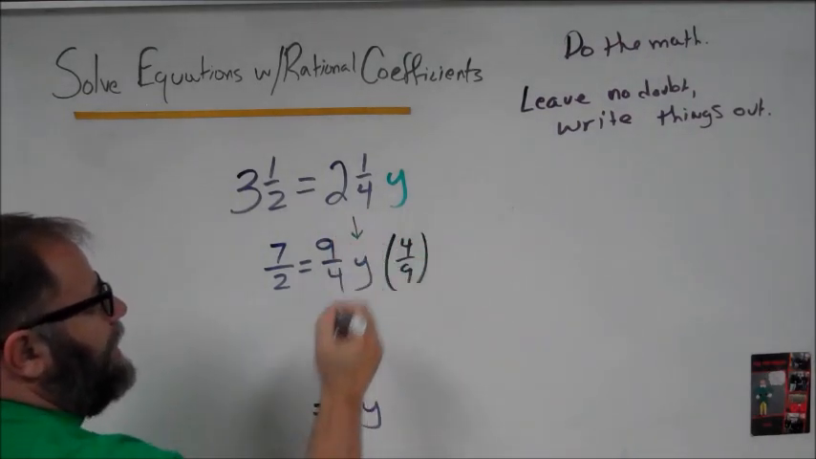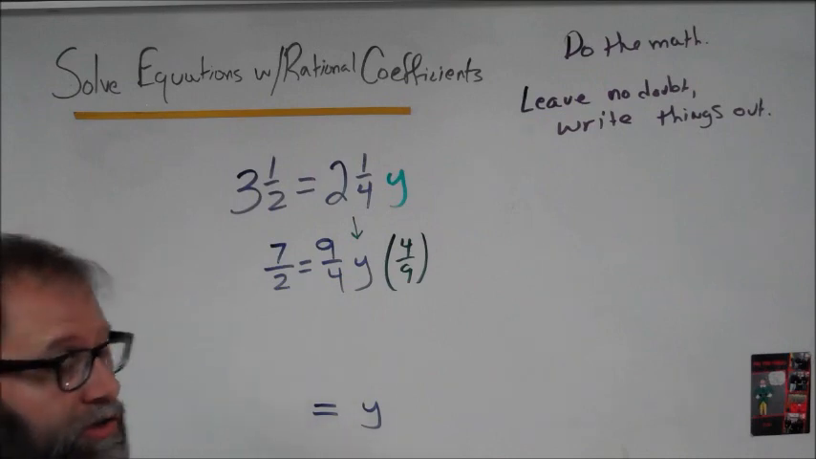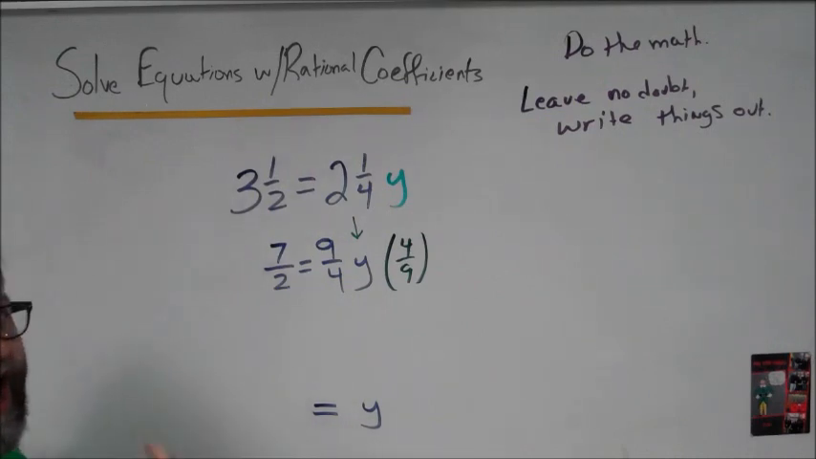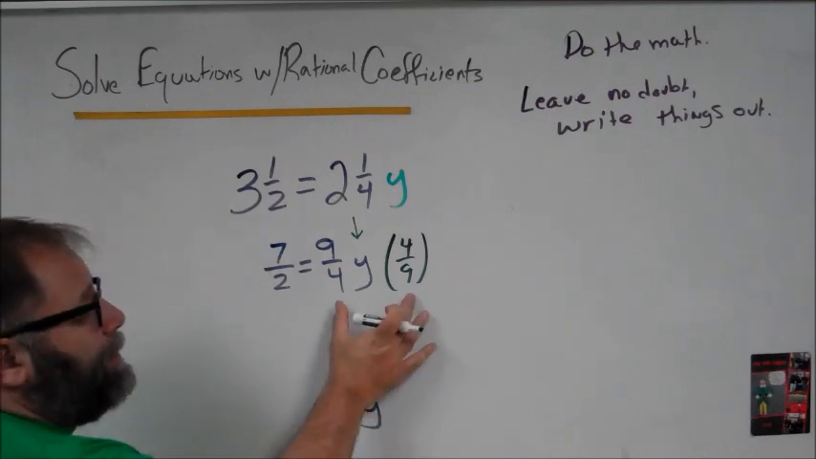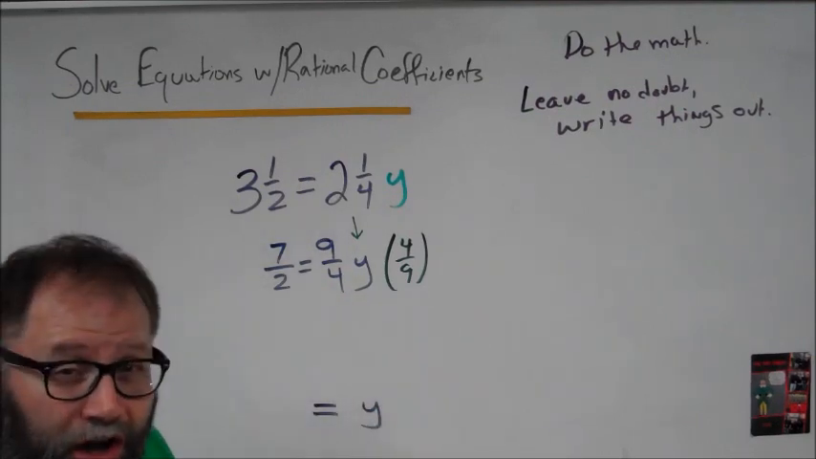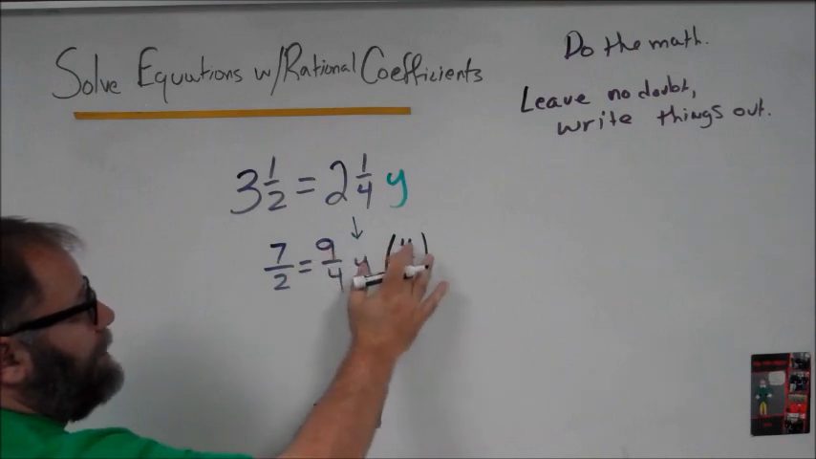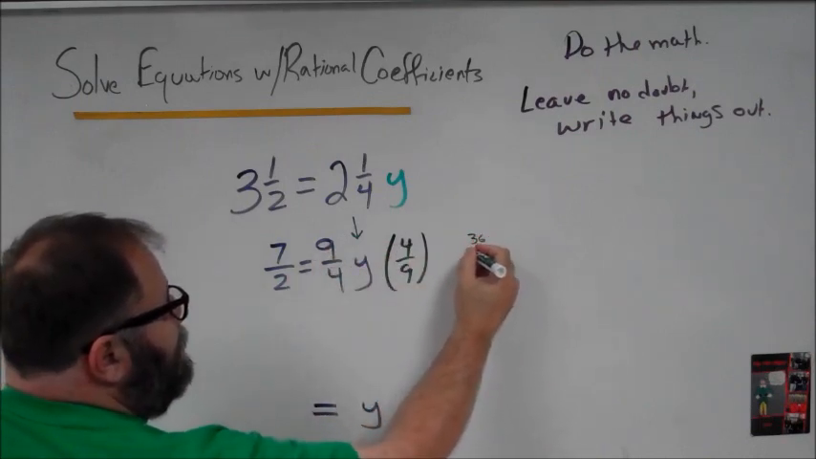Remember, it's the y here we're trying to get by itself. So we would not do the reciprocal of 7/2 because that doesn't do anything for us. We want to do the reciprocal of the coefficient of y. So now I have 4 times 9 is 36. I'm just going to write it over here.